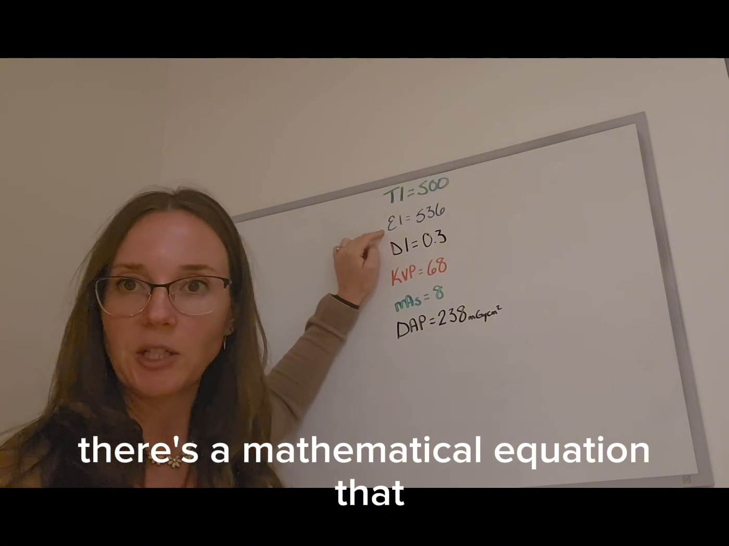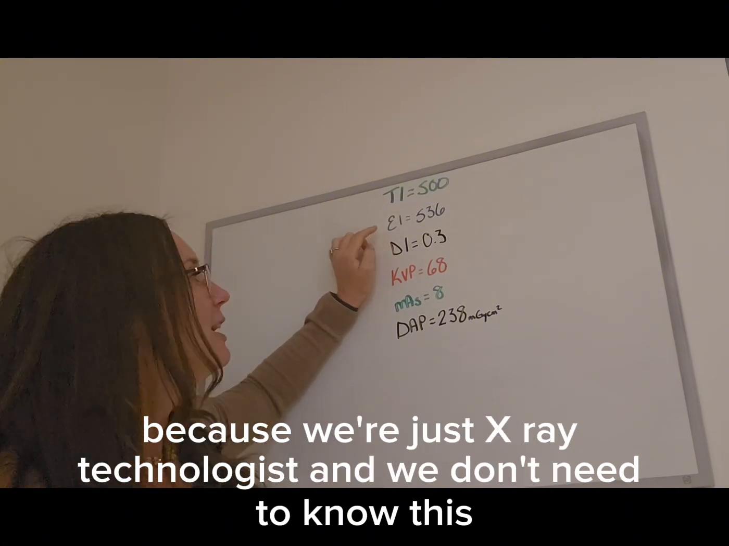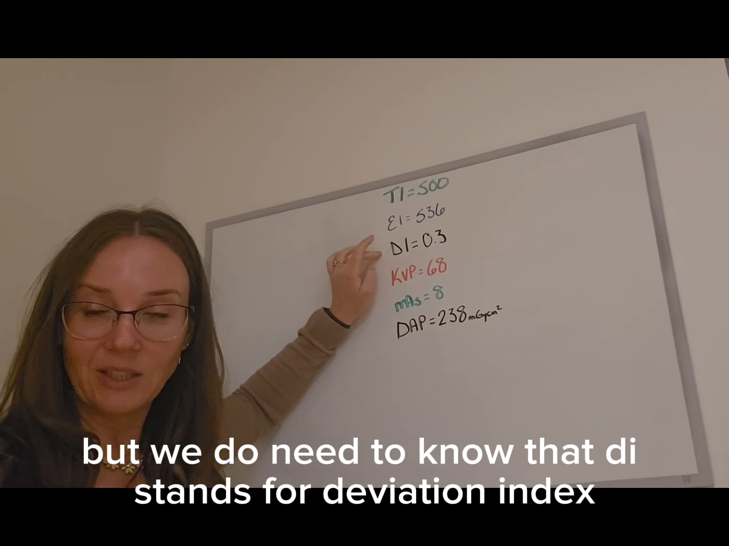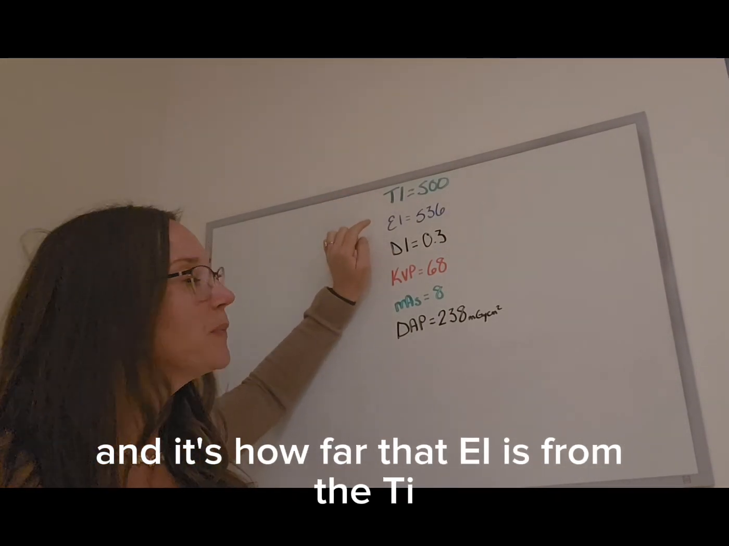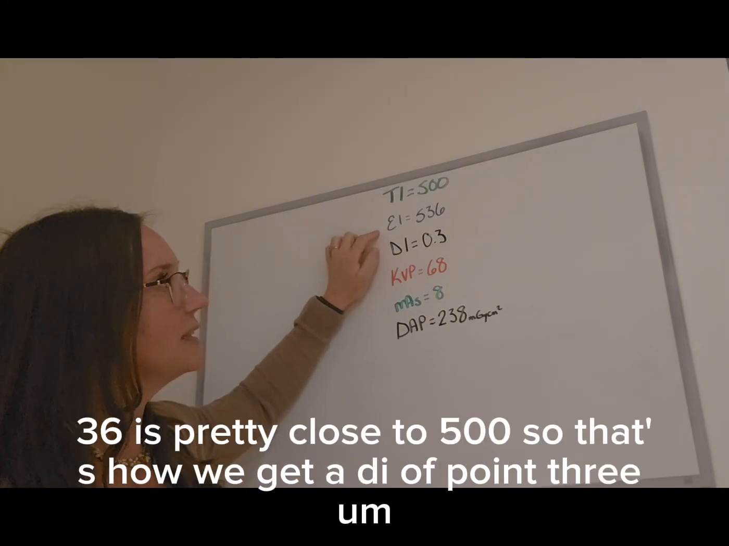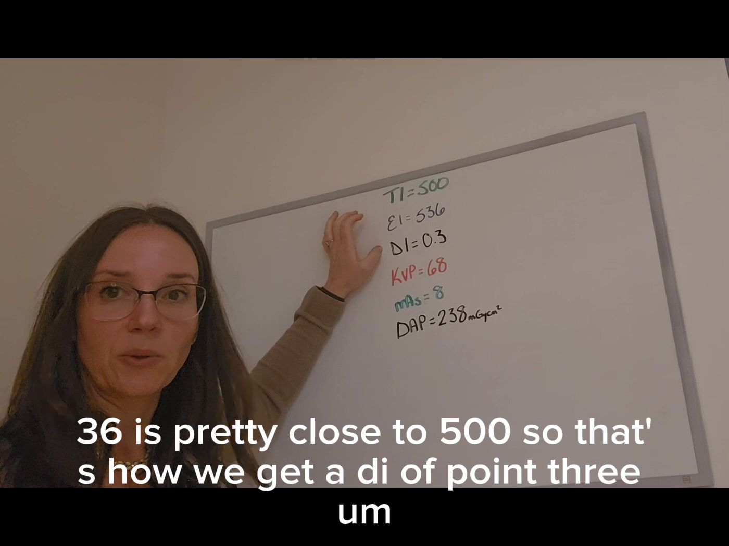There's a mathematical equation that, thank God, we don't need to know because we're just X-ray technologists. But we do need to know that DI stands for deviation index, and it's how far that EI is from the TI. In this case, the 536 is pretty close to 500, so that's how we get a DI of 0.3.